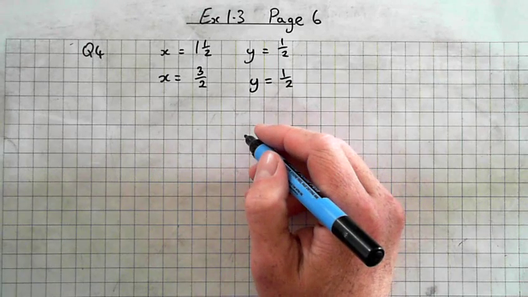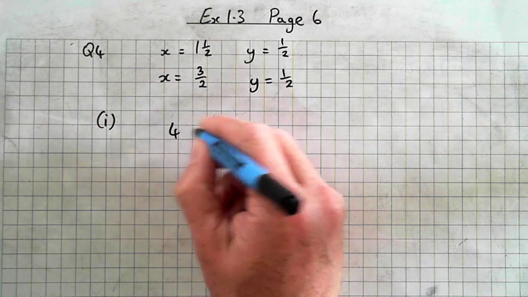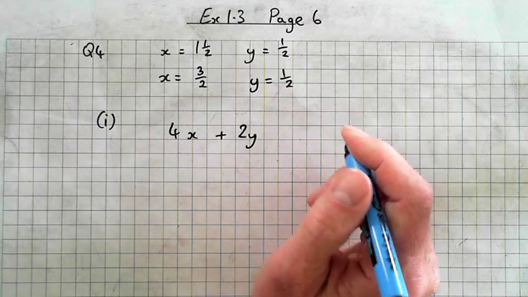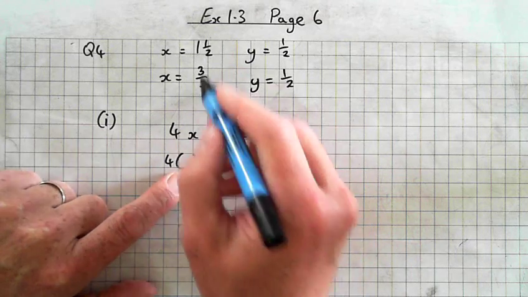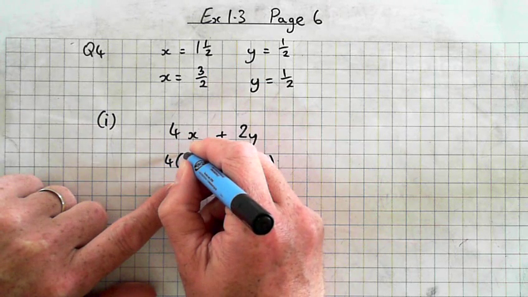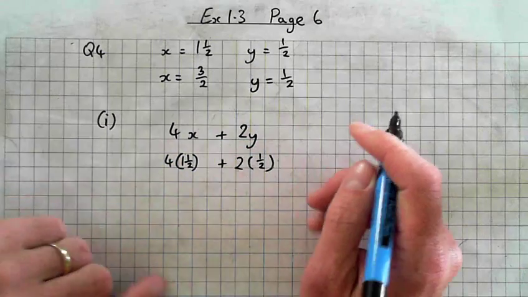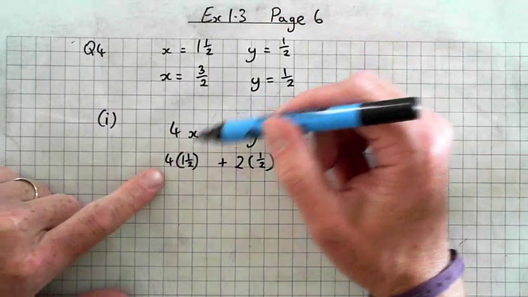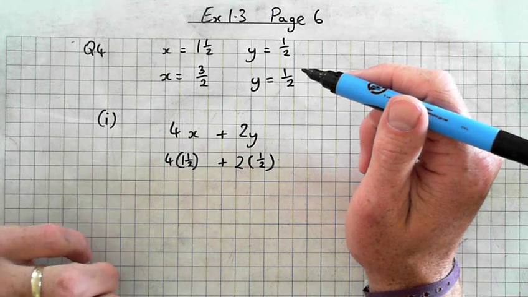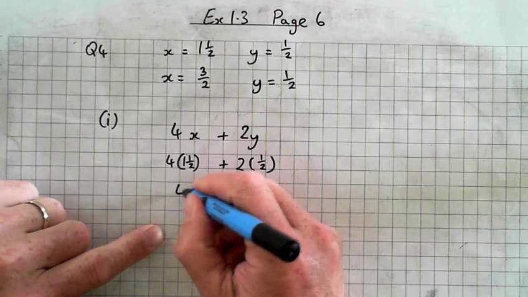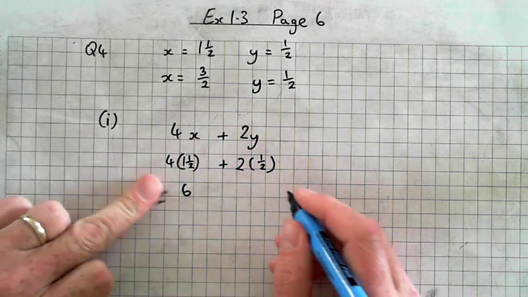Alright, so we'll do question 4 part. Oh, then I. 4x plus 2y. Okay, so 4 times bracket plus 2 times bracket. So x was 1.5, or 3 over 2. Well, first of all, we'll do it by writing in 1.5, and y is 1/2. Use these values on top. Right, 4 times 1.5. Can you figure that one out? 4 ones are 4. 4 times 1/2 is 2, so 4 and 2 is 6.